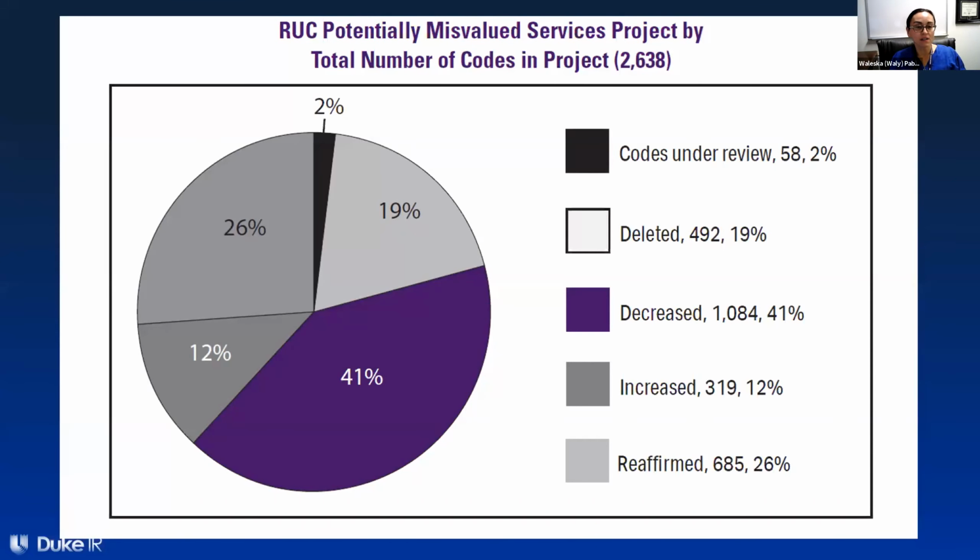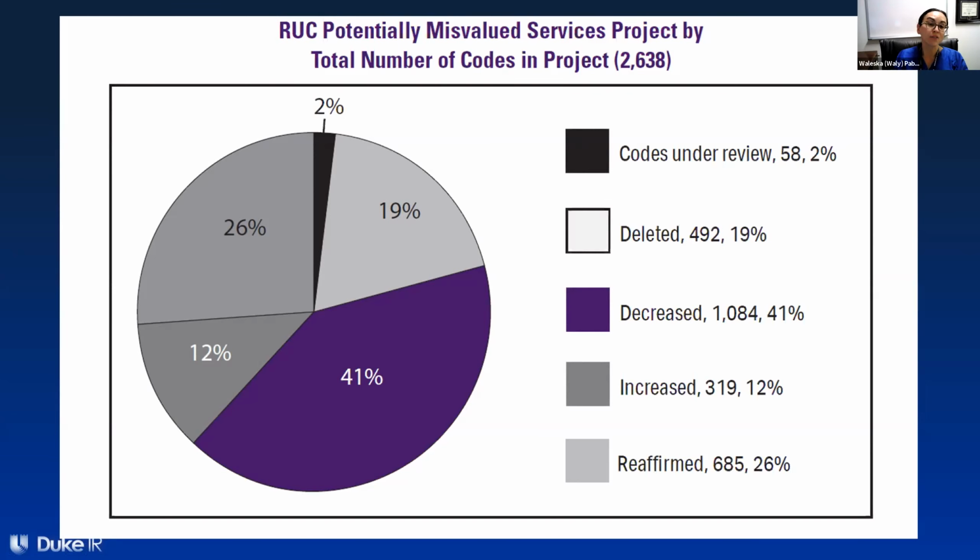So as a result of the RAW screening process since 2006, since inception of the RAW, more than 2,600 codes have been reviewed again by the RUC. And I want you to take a look at this pie graph because it's very important and goes to what I spoke about earlier. 1,084 codes, 41%, the purple here, have decreased in value when they underwent the revaluation process.